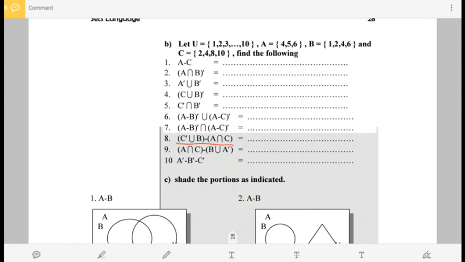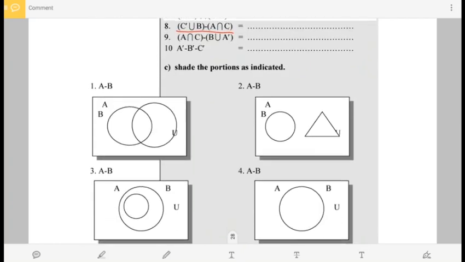So now let's have, with the letter B, same with letter A. The shading part. So A minus B, your A, but not a part of B.